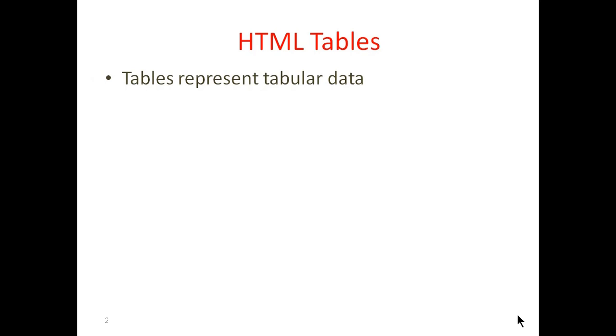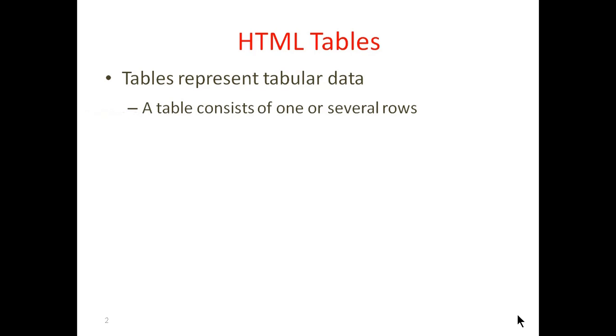In HTML tables, we are going to see how tables can be formed in a web page. All of you know about tables. Tables have rows and columns. So the basic formation of a table is of rows and columns. Tables represent tabular data. Tabular means in a table format.